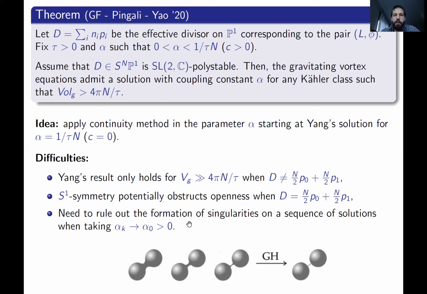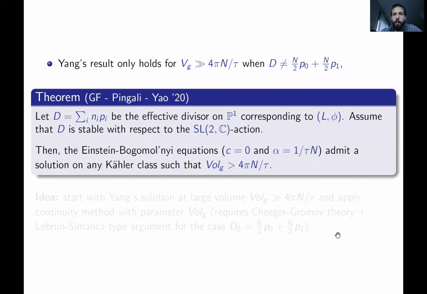And finally, the most challenging problem is that if you aim to apply the continuity method, then you need to rule out the formation of singularities on a sequence of solutions when you take your coupling constant alpha_k going to alpha_0, where alpha_0 is between 0 and 1/tau. So you need to do something about it by a priori estimates and the Cheeger-Gromov theorem that I'm going to explain now.